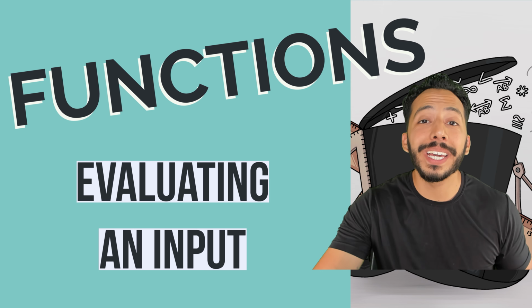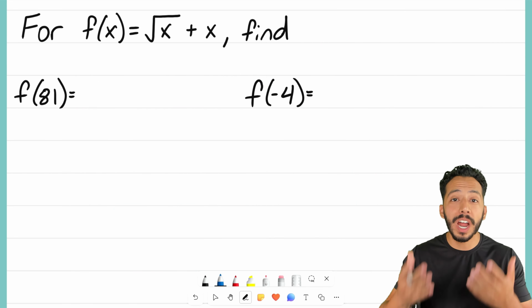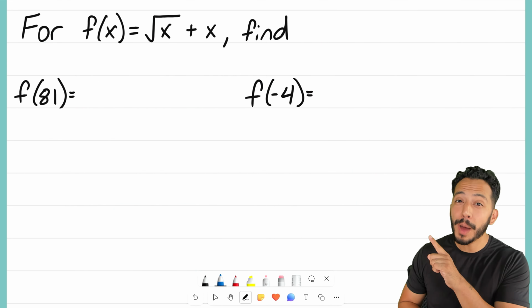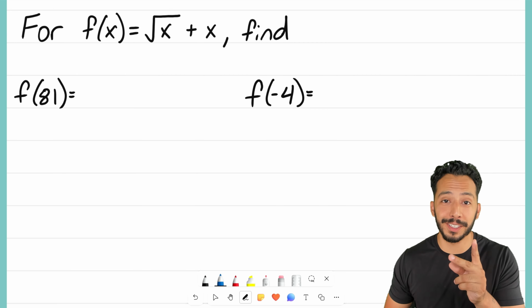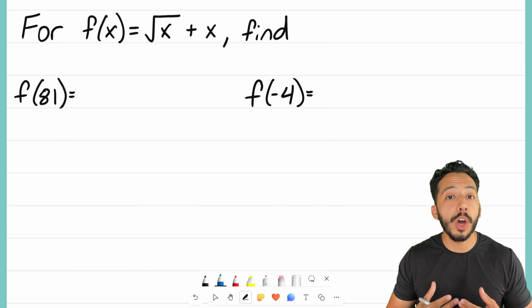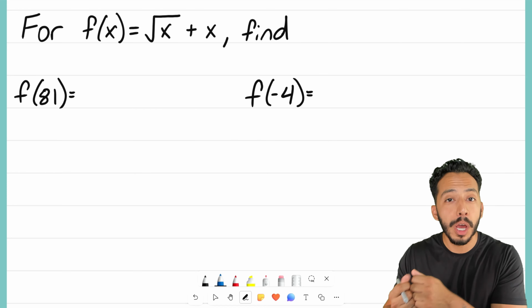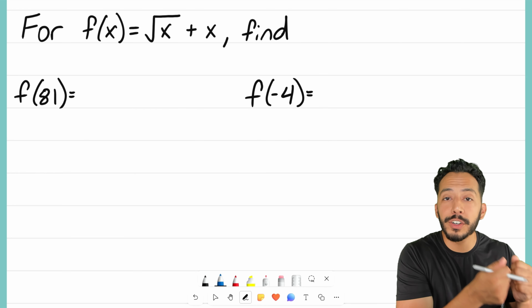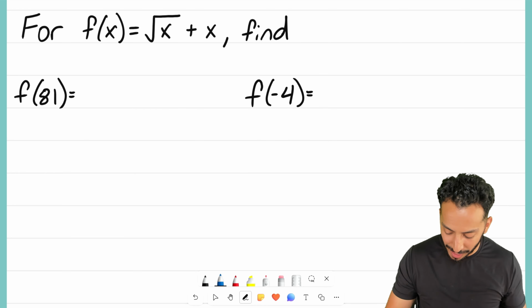We are taking a look at functions and we want to see, can we evaluate an input for a given function? And we got kind of a complicated one up there. There are two x values, but I think we can handle it because all we have to do is take what the input is, put it into the equation, and figure out our output. So let's do that right here.